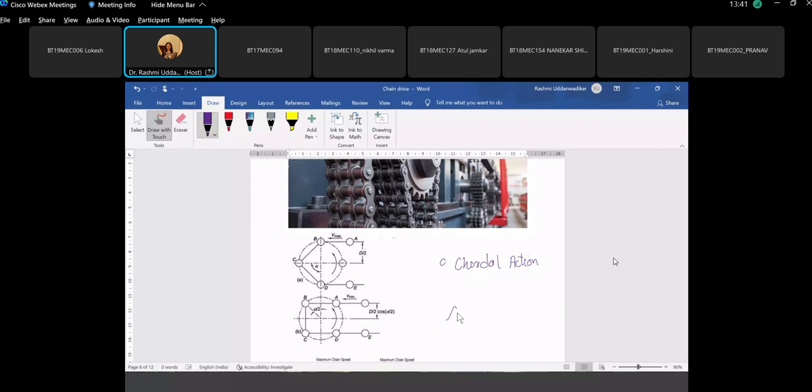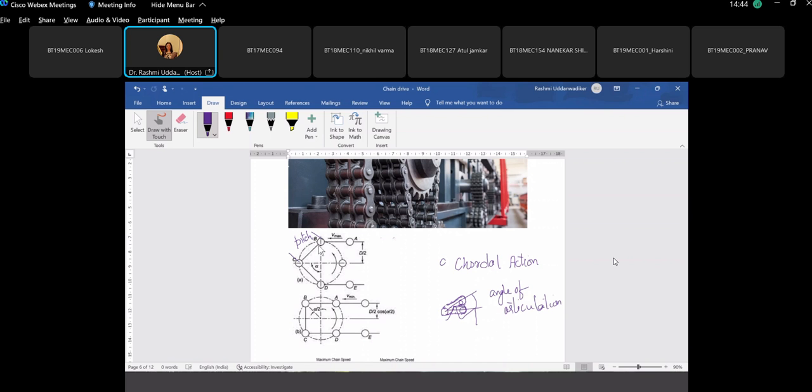So the same figure, if I try to draw again, this is the initial position. This would be the final position. This is known as the angle of articulation. We want ideally this angle of articulation to be as small as possible, for which the distance between the two pins, this is known as pitch, should be small, and for the pitch to be small, the number of teeth on the sprocket should be large. So let's see what happens if the number of teeth on the sprocket is small.